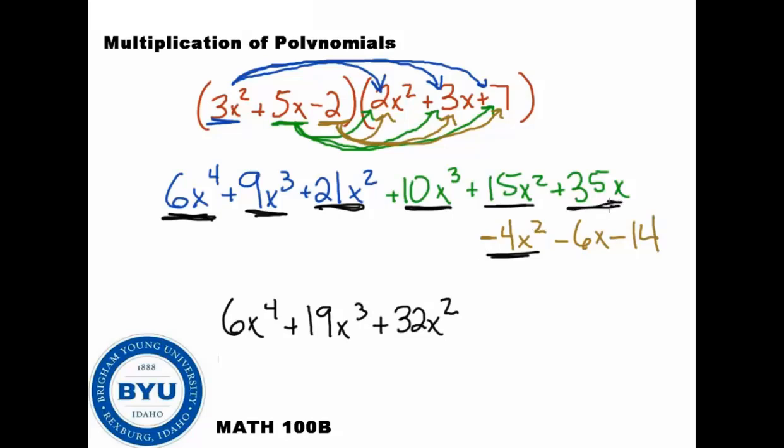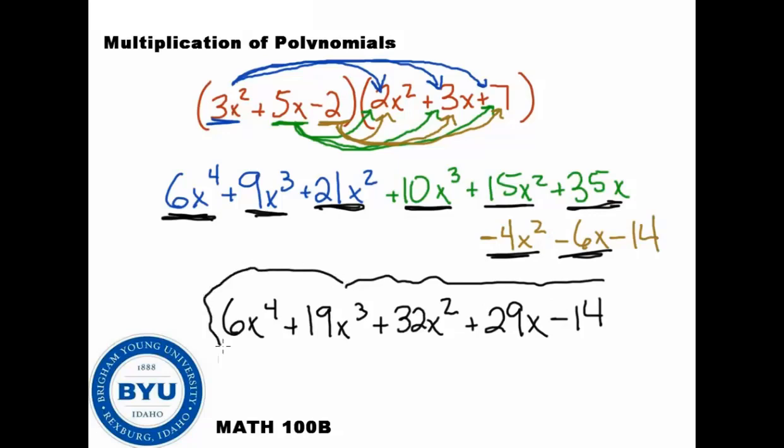Now we do our x's, and 35x minus 6x comes out to 29x, and then our last value, which is just 14. So again, that's a 3 by 3. We took a trinomial times a trinomial. That's as big as we're going to get, but you could do a lot larger.